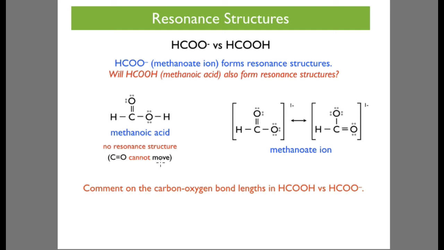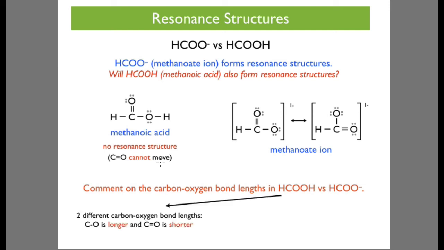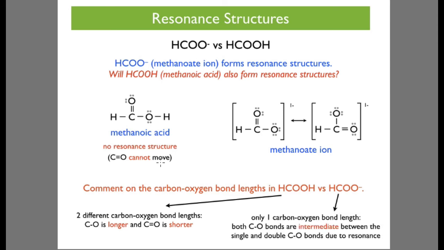What about the carbon-oxygen bond lengths in the methanoate ion and methanoic acid? Well, as you probably guessed, there's two different carbon-oxygen bond lengths. The carbon single bond oxygen is longer and the carbon double bond oxygen is shorter in methanoic acid, whereas in the methanoate ion only one carbon-oxygen bond length is observed. Both carbon-oxygen bonds are intermediate between the single and double carbon-oxygen bonds due to resonance.